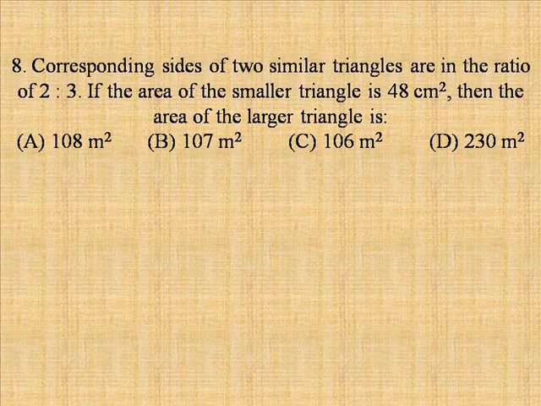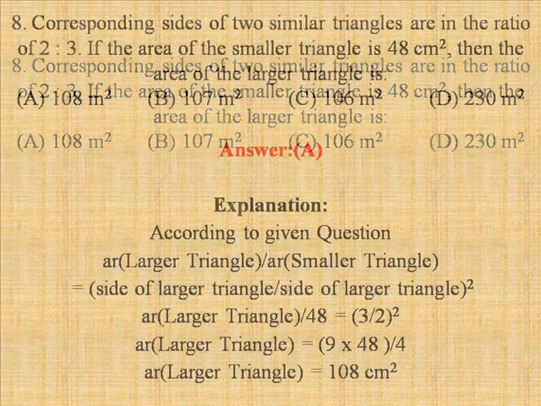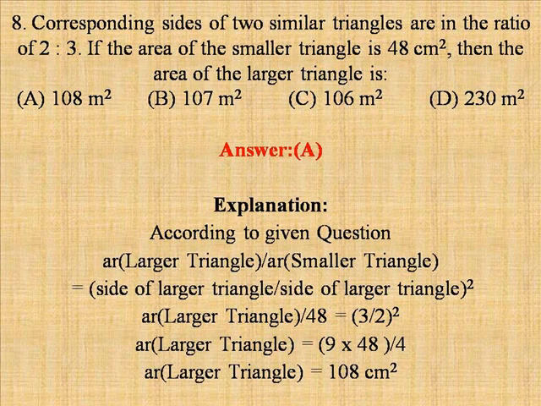Question number 8. Corresponding sides of 2 similar triangles are in the ratio of 2:3. If the area of the smaller triangle is 48 cm square, then the area of the larger triangle is, and you have the 4 options. Let's see its solution. Answer is option A, that is 108 cm square.